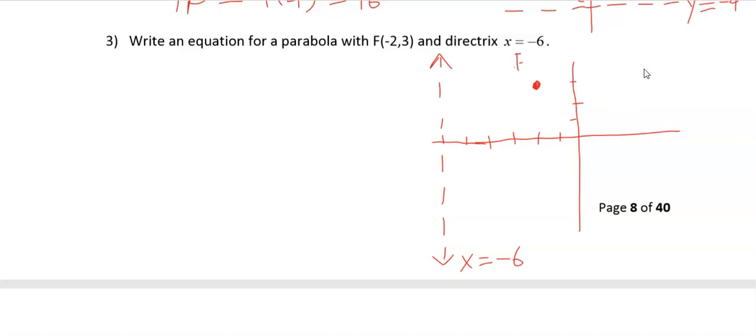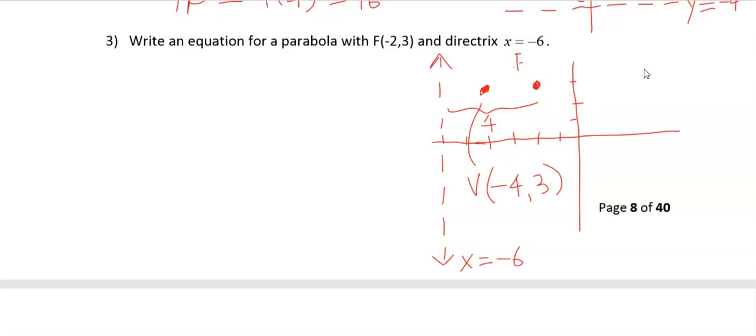And remember that your vertex is halfway between those two points. Now, if you set up your diagram like I've done here, you can see that the distance between the directrix and the focus is actually 4 units. That's 4 right there. But your vertex is exactly halfway between those. So the vertex is going to be 2 blocks from the directrix and the focus. If you read off the x-coordinate, you can see that the vertex is at the point, let me see, -4, and it's up 3.